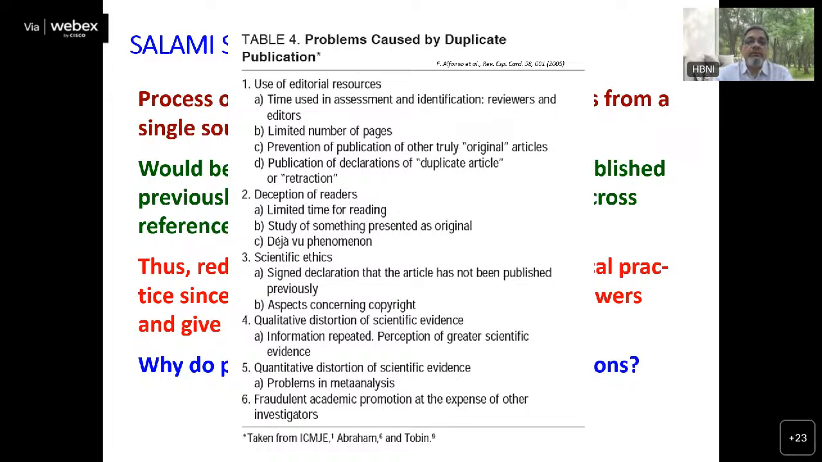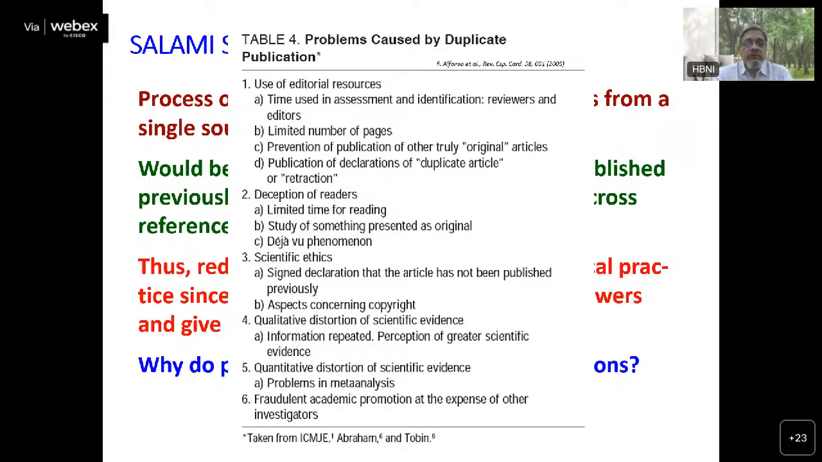And then again, suppose you are caught at the end of the whole thing, then you have to have a retraction and you have a public declaration that it is a duplicate article. That also takes place. Then more importantly, you also deceive your readers, because when they are led into reading the manuscript, the paper for the first time, they feel that okay, it is something original, something new, etc. But then later it is realized that it is not original.